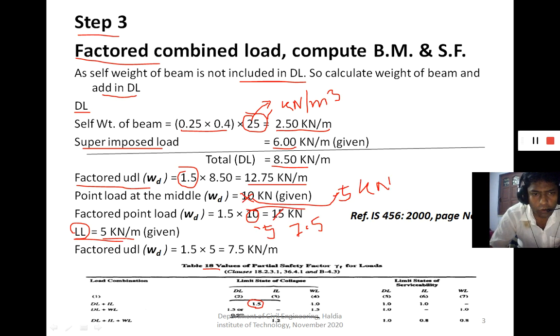Similarly, the live load given is 5 kN per meter, and the factor 1.5 is multiplied with it, as we design the beam using the limit state method. So here the factored load is considered. For live load, for imposed load, the load factor is 1.5. So 1.5 is multiplied with live load and we get the factored live load, that is 7.5 kN per meter.